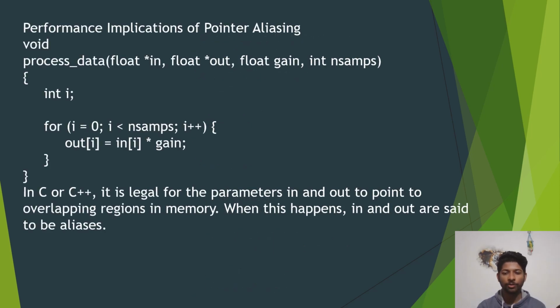Performance implications of pointer aliasing. void process_data(float *in, float *out, float gain, int nsamps) { int i; for (i = 0; i < nsamps; i++) out[i] = in[i] * gain; } In C or C++, it is legal for the parameters in and out to point to overlapping regions in memory. When this happens, in and out are said to be aliased.